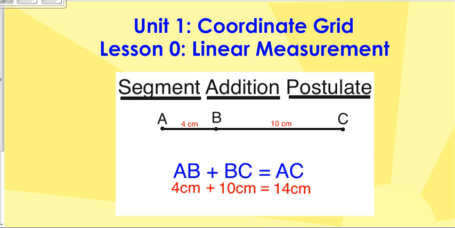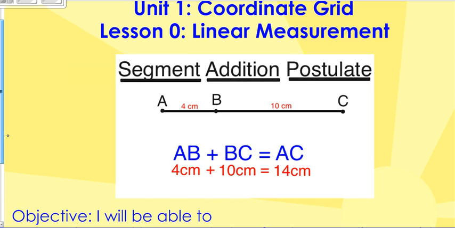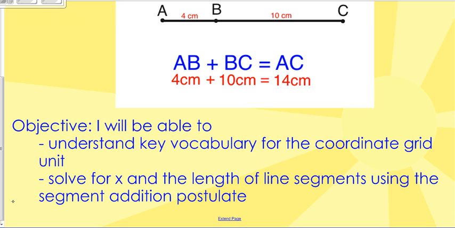Okay, so today we're going to talk about our first unit, which is the coordinate grid unit, and specifically there's vocab on here and linear measurement. The vocab, though, I did go over in class, but there is a Quizlet link up there that you can look on Google Classroom and just get all your vocabulary from the Quizlet and fill out your examples as well. So I'm not going to go over the vocab in this video, just the solving for x and the length of segments using that segment addition postulate.